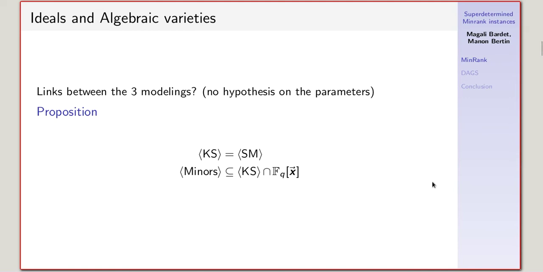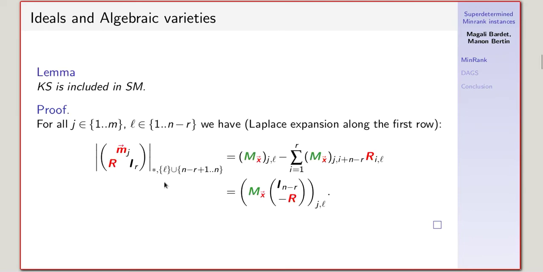Our main result is the relation between the different sets of equations. In fact, the Kipnis-Shamir and the support minors equations generate exactly the same ideal, and they contain the minors equations. I'm going to detail why this is true. It's immediate to see that the Kipnis-Shamir equations belong to the SM ideal. It's a simple computation using Laplace expansion along the first row of this minor, and you get this entry for all g and l, so you get all the Kipnis-Shamir equations.